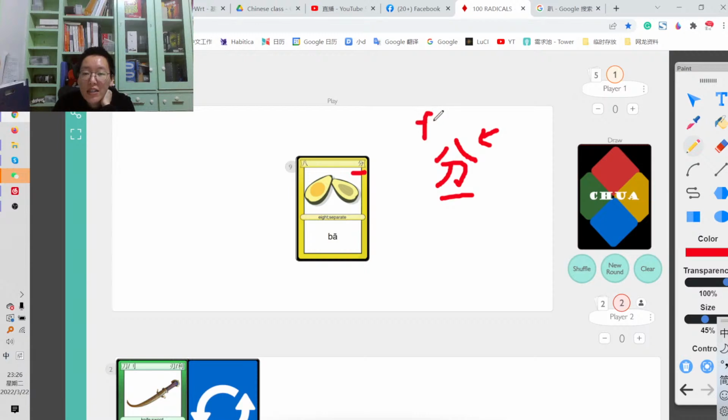Actually, we call it fen. Fen nowadays, maybe you know, it means minute. But originally, the meaning means separate or divide. So nowadays, if we say somebody break up, we say 分手。她和她的男朋友分手了。Break the hand, separate the hand. So it's a break up.